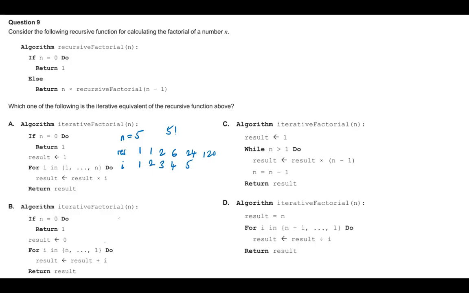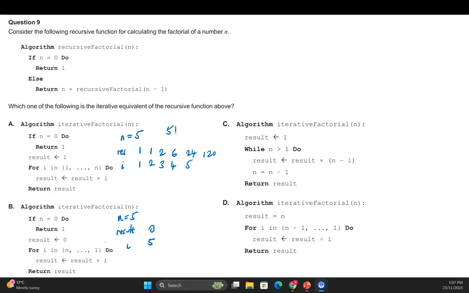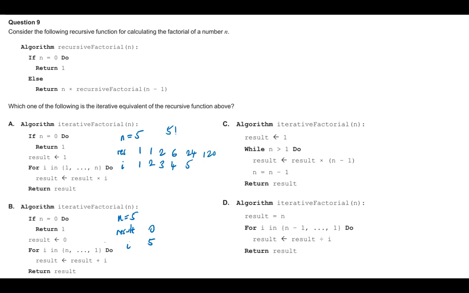Perhaps I'll work through this anyway. If you don't want to see, you can just skip. So we've got the result is stored at 0, and then i is stored at 5, and the result is result plus 5, which is 5. The result is the result plus 5, which is 5, and then this goes down to 4. Then we have 9. I mean, yeah, we can see this isn't going to increase like factorial increase. Okay, definitely not B.